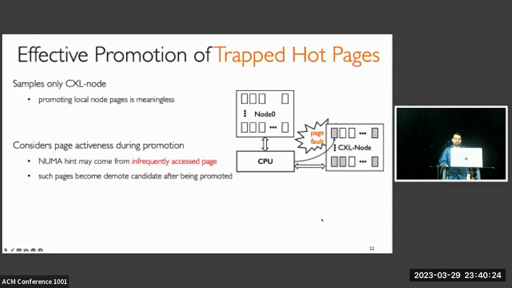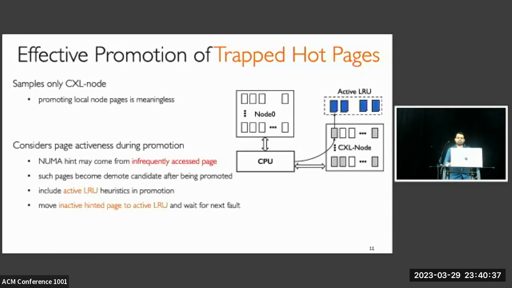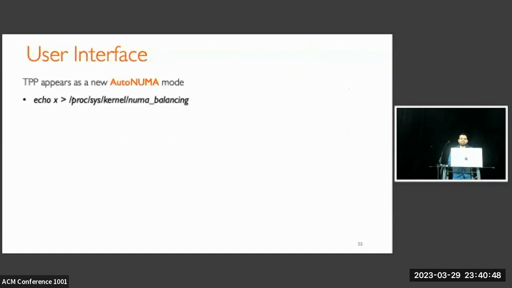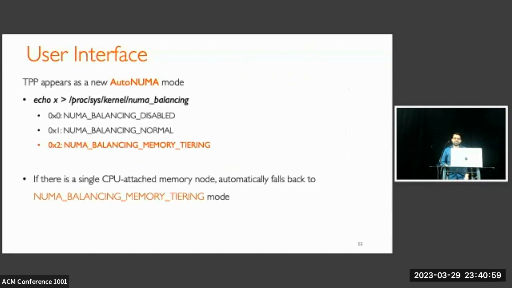And after having a NUMA fault, we consider the page activeness to promote it back. If a page is in the active LRU, it has a very high chance to be hot again. And in that case, we immediately migrate the page. If it's not in the active LRU, we put it there and wait for another NUMA hint. And if that NUMA hint comes within a very short time, then we find that this has a very high chance of being hot, and then we migrate it back. And TPP appears in today's Linux as an AutoNUMA mode. One can use NUMA balancing normal mode to enjoy today's vanilla AutoNUMA mechanism. This is for backward support. And NUMA balancing memory tiering mode is for enabling TPP in the memory subsystem.